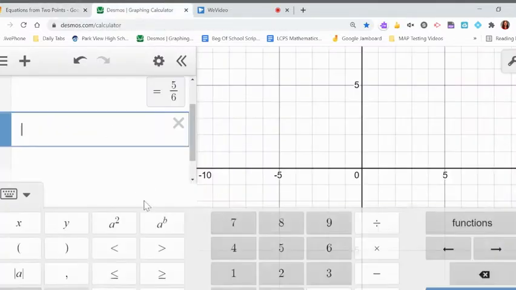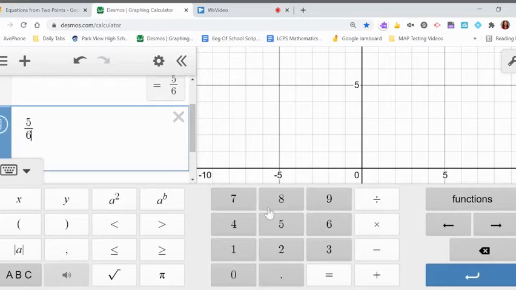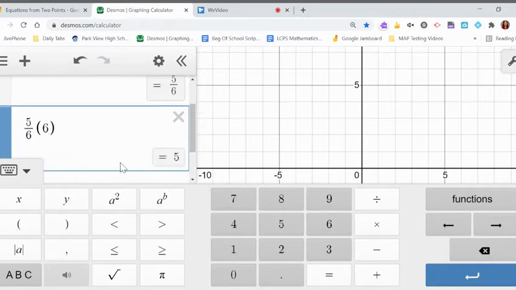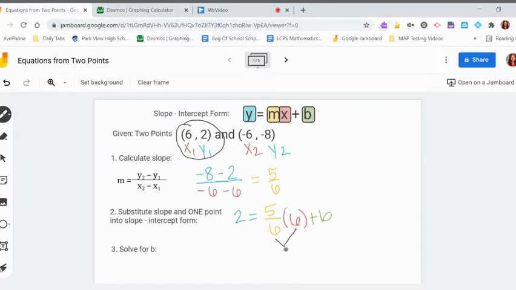Over here to my calculator to help me with that. 5 over 6. You can put it just as you see. Times 6 is 5. So 2 is equal to 5 plus b. I'm going to subtract 5 from both sides. Okay. So 2 minus 5 is negative 3. That's my b. Okay. So that's not my final answer, though.